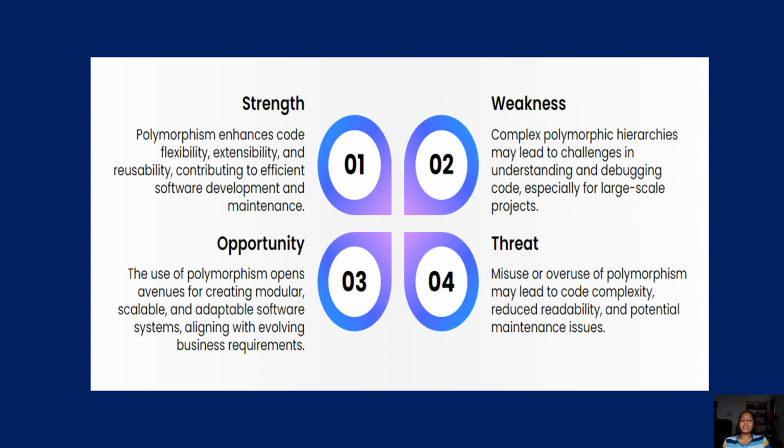That is, as we discussed as a weakness, it is very complex and difficult to debug. So in that way the readability is also reduced, and fixing bugs can become a little difficult. That is one threat of polymorphism.